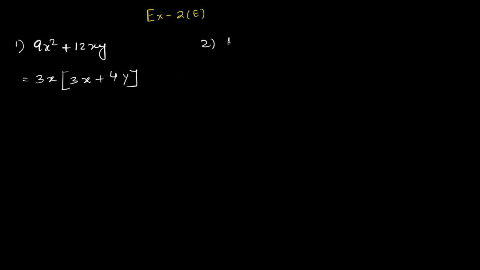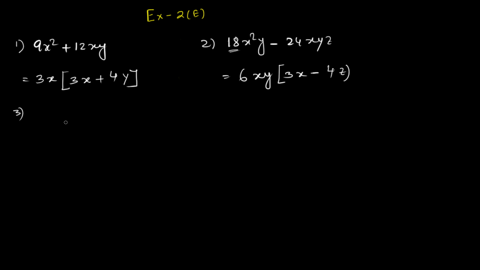Second question given 18x square y minus 24xyz. So we can see we can take common 6 x and y. So we are left with 3x minus 4z.